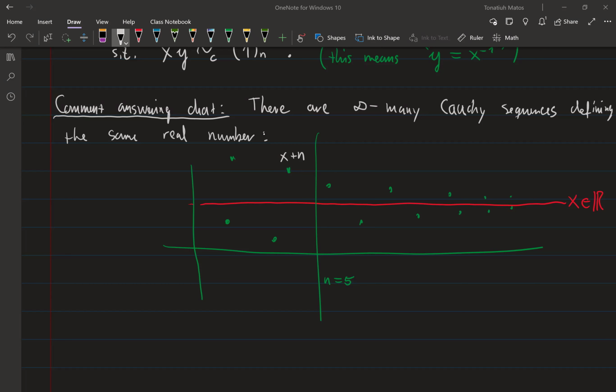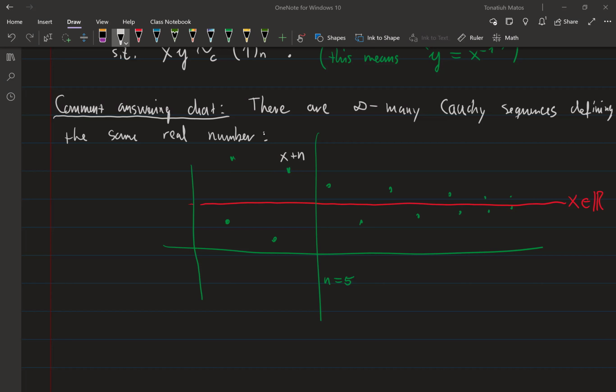So yes, to answer the question, using the construction I just gave you right now, I can only produce countably many different ways. And my intuition tells me that you cannot find more than that. But there are uncountably many Cauchy sequences of rationals, so maybe there is a way. Yeah, that's a good question.